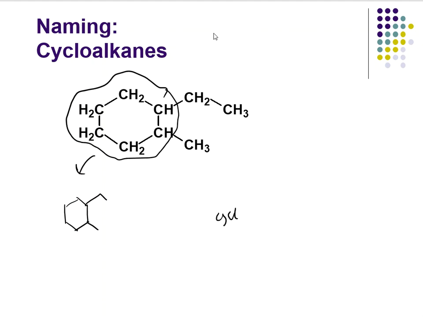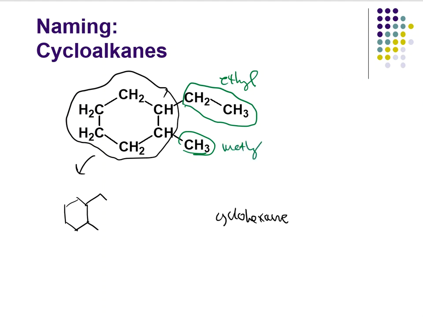So this is a cyclohexane. Again, cyclo because it's a ring. Hex because there's 6 carbons in total. Ane because they're all single bonds. All right, so now I've got to figure out what goes where. We have this ethyl group on the top and this methyl group on the bottom. So this piece, 2 carbons, is your ethyl group. And this piece is your methyl group.